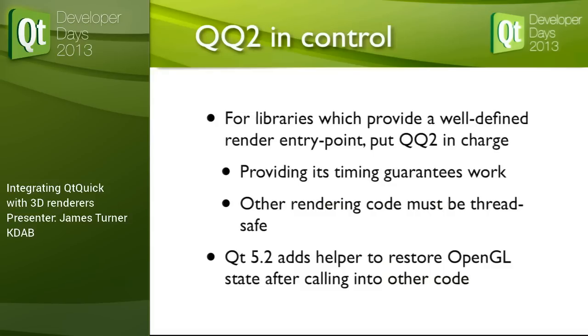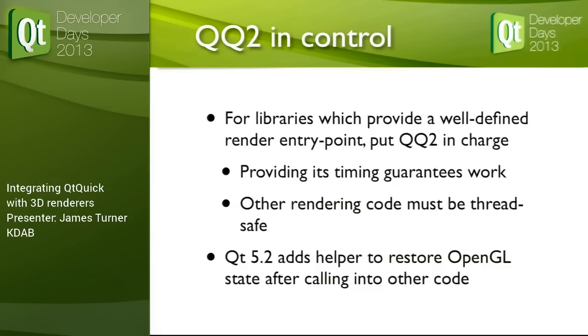So this is just repeating what we said for VTK. For libraries which have a well-defined render entry point, you can put QtQuick 2 in charge. That's what we would do for VTK because it's single-threaded. Assuming the timing guarantees work, and assuming the other rendering code is thread-safe, which again, VTK probably isn't completely thread-safe, but you could probably make a useful subset of it thread-safe for a given class of problems. If it's your own renderer you've written, like Sean's thing rendering the MRI scan out there, he just knew that it would be running the rendering commands on a separate thread and allowed for it.